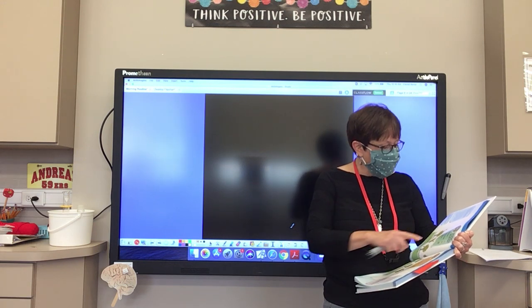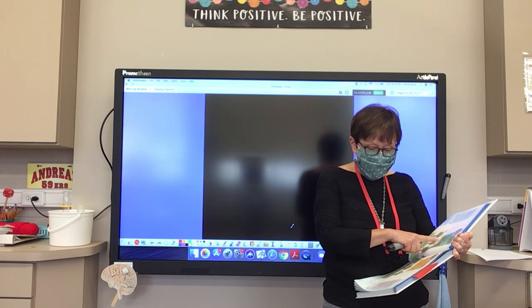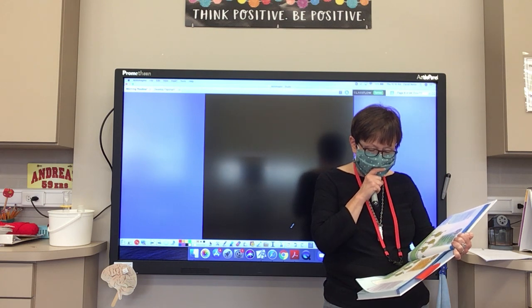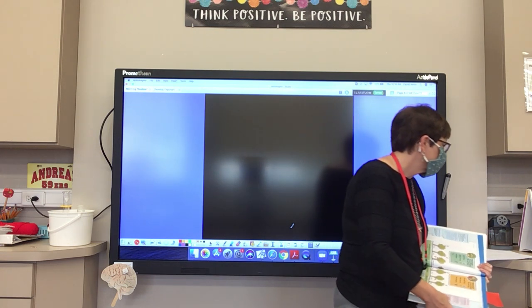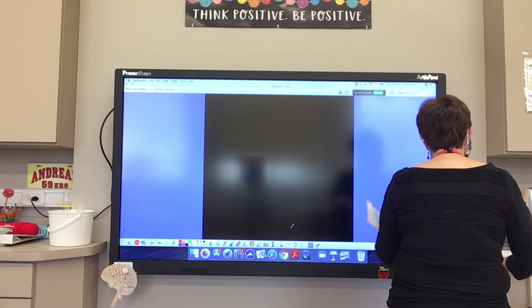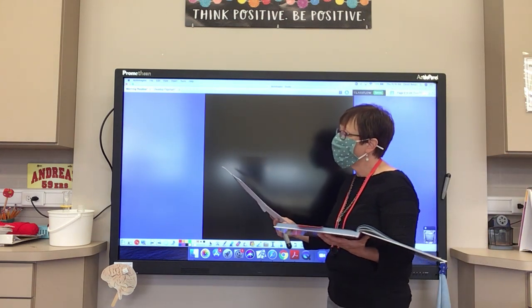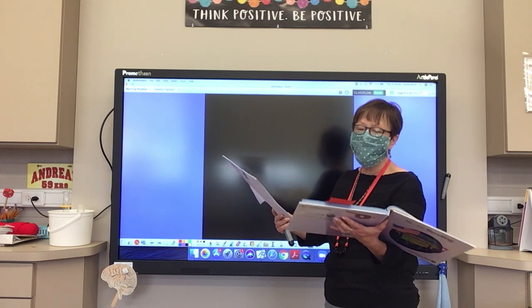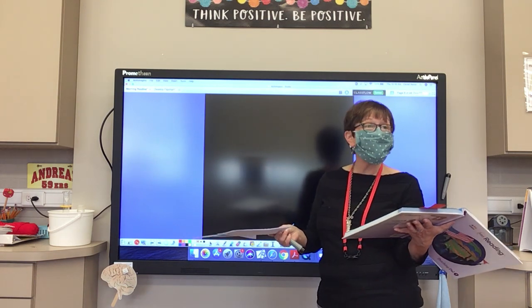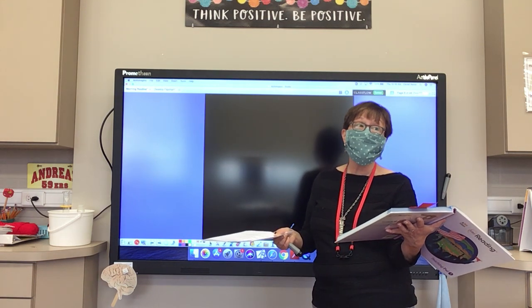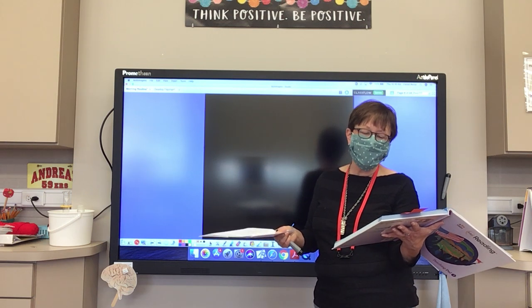I want you to look at the two diagrams. What do the two diagrams on pages 82 and 83 compare and contrast? Compare is how they say they're the same. Contrast is how they say they are different.